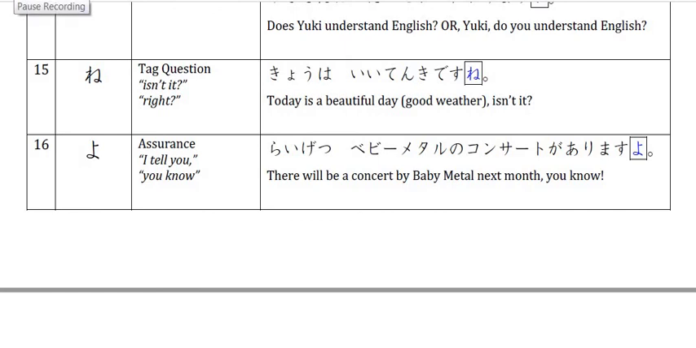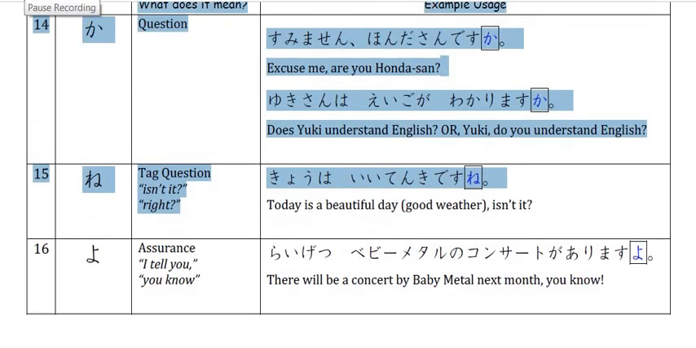So if you take this example, "Today is a beautiful day," or "The weather today is good, isn't it?" you would say, 今日はいい天気ですね. Tenki means weather, and ii means good. Ii is good, tenki is weather, desu means is, and ne means isn't it. So, isn't it good weather today?